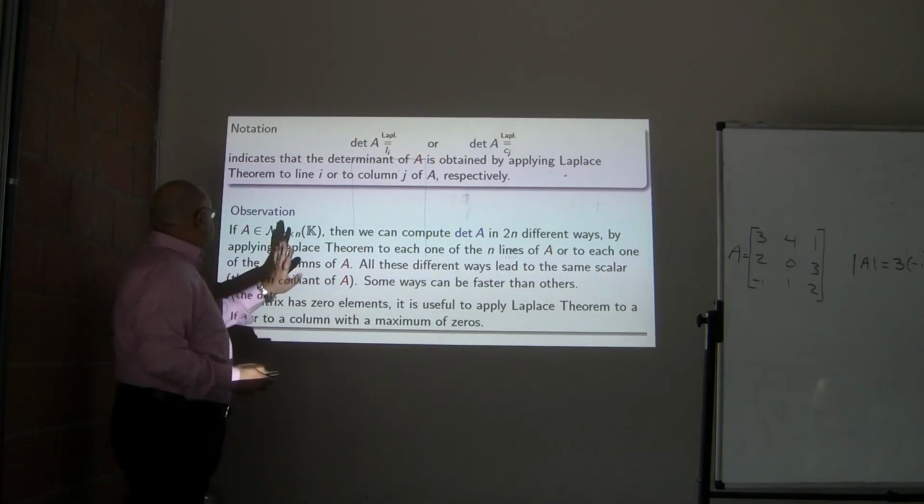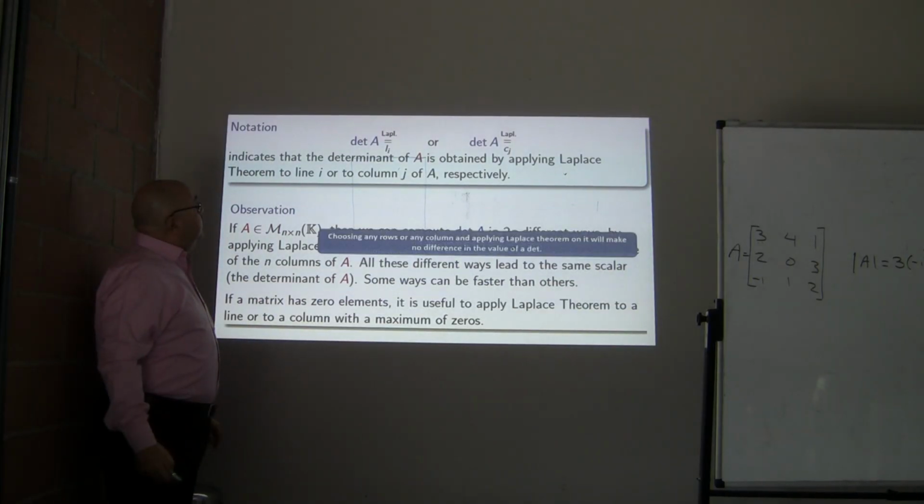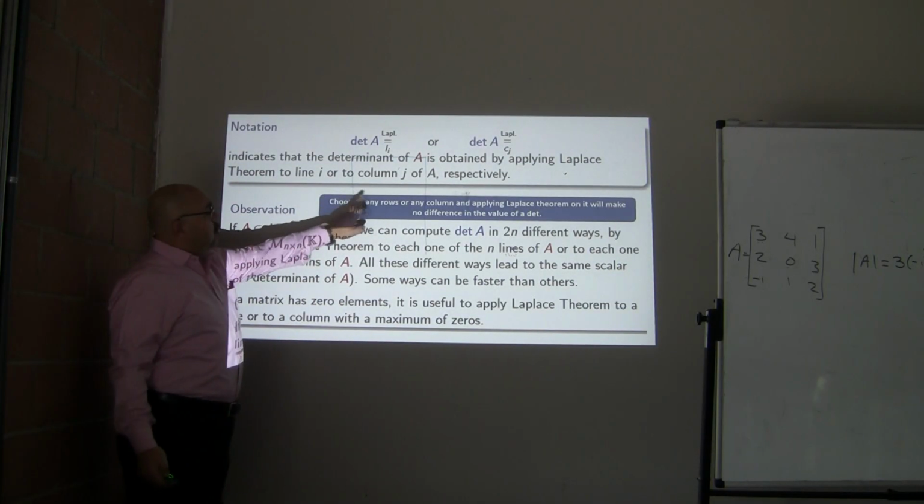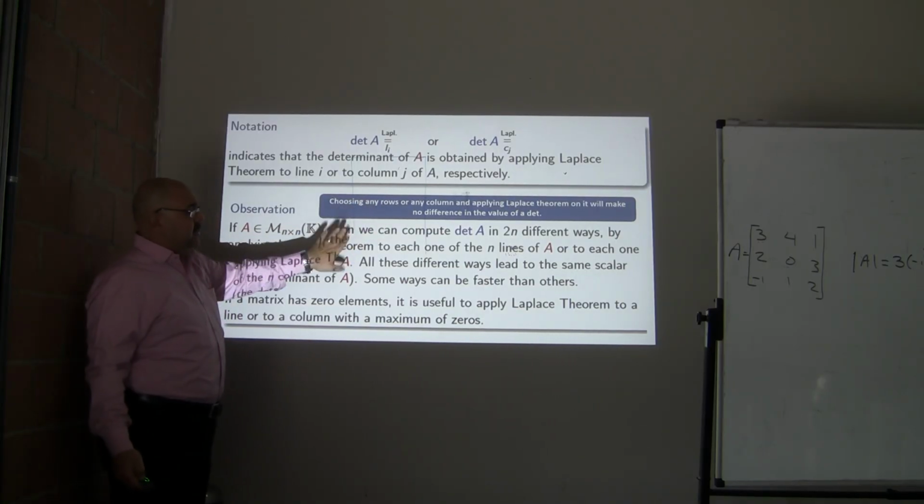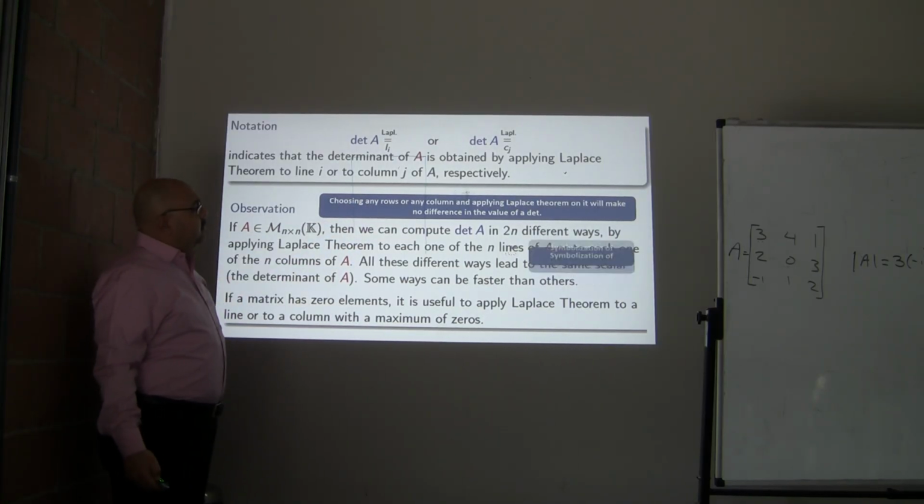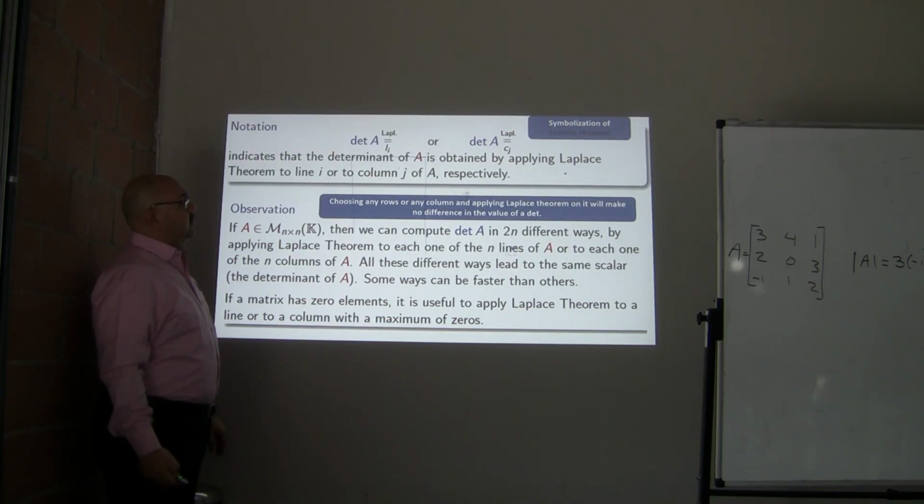Okay, this is fine. There's no problem in this context. Choosing any row or any column and applying the Laplace theorem in this paragraph will make no difference in the value of the determinant. So this is the symbolization of this one.